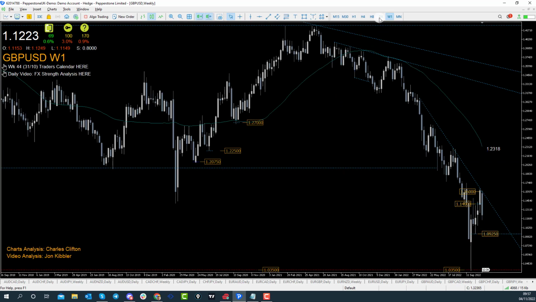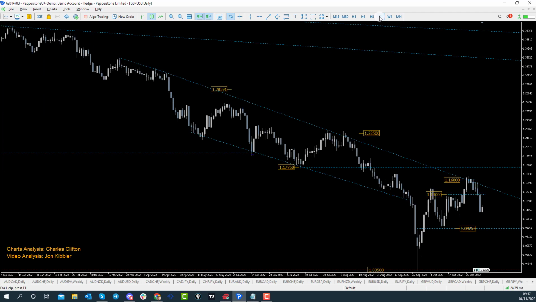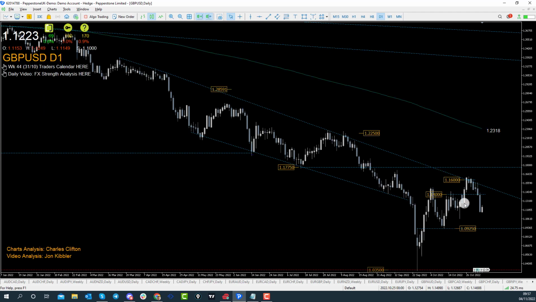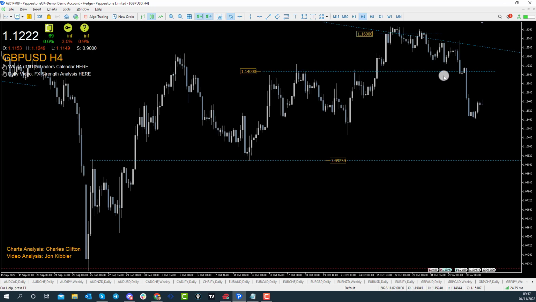Okay, so really speaking, the narrative from the higher time frames is that everything is pointing back to the downside here for the pound. Now, in the daily we can clearly see that bearish momentum come through, and then on our 4-hour we've highlighted an area where you could look for sellers to re-enter the market.